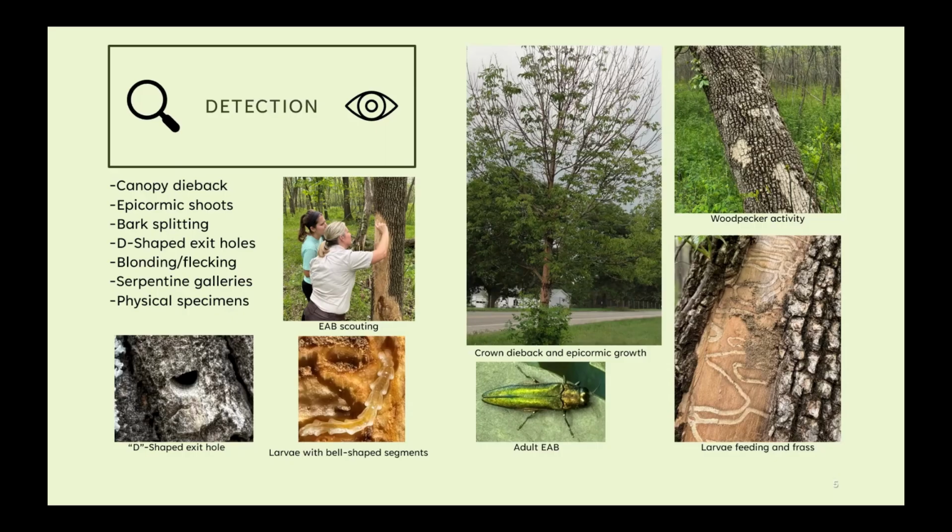And then finally, we'll also be looking for physical specimens, including adult insects. And so you'll see an adult emerald ash borer, and there are lookalikes out there, but there is that metallic emerald green color that is associated with adult EAB in relative small size. And then also there is a larva there where you have that distinct bell-shaped body segments.